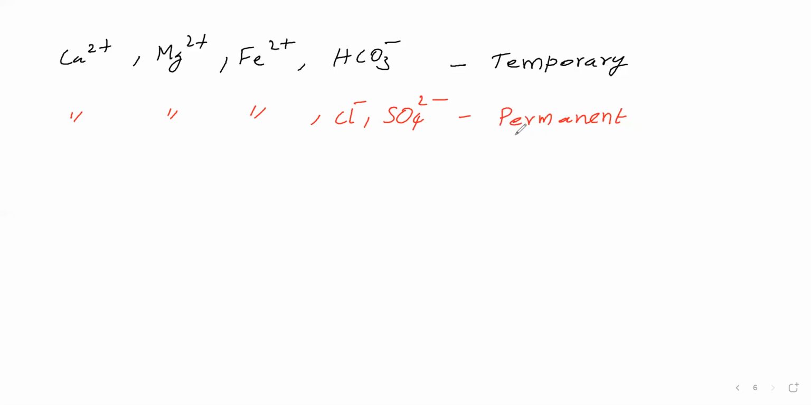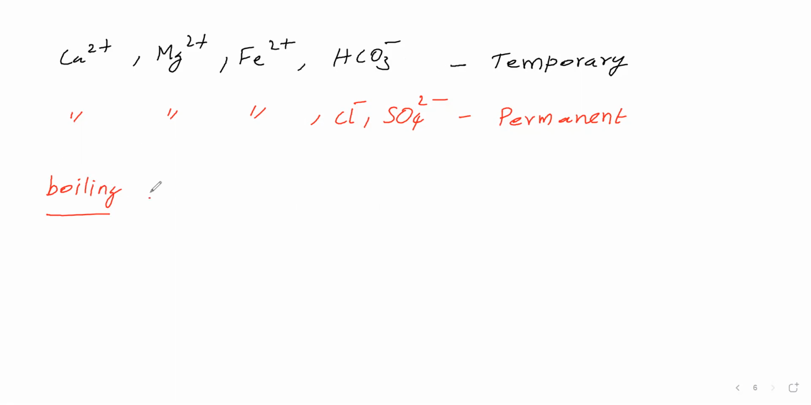Next, how to remove temporary hardness and how to remove permanent hardness, that method we will see. Now, one method we will take is boiling. How to remove temporary hardness, that we are discussing, by boiling.